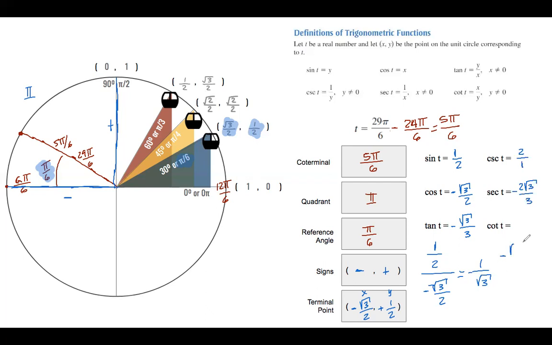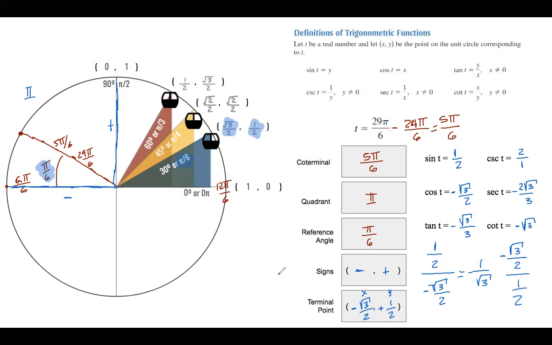Cosine is x, so this is going to be x divided by y, cosine over sine, divided by 1/2. Then you're going to end up with minus the square root of 3 divided by 1. That is basically minus the square root of 3.